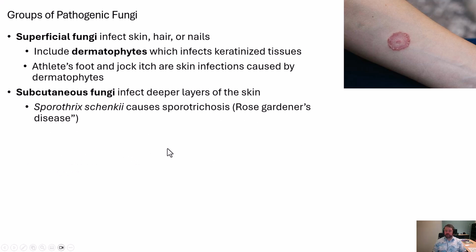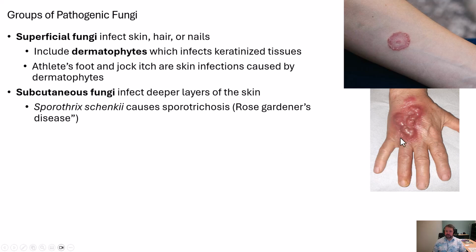There are other people who garden a lot. People who are landscapers. Sometimes they can pick up what's called rose gardener's disease, or sporotrichosis, which is caused by Sporothrix. It typically inhabits soil or plant tissue that is kind of wet, and you can get a subcutaneous fungal infection, one that occurs underneath the skin and starts consuming material underneath the skin.